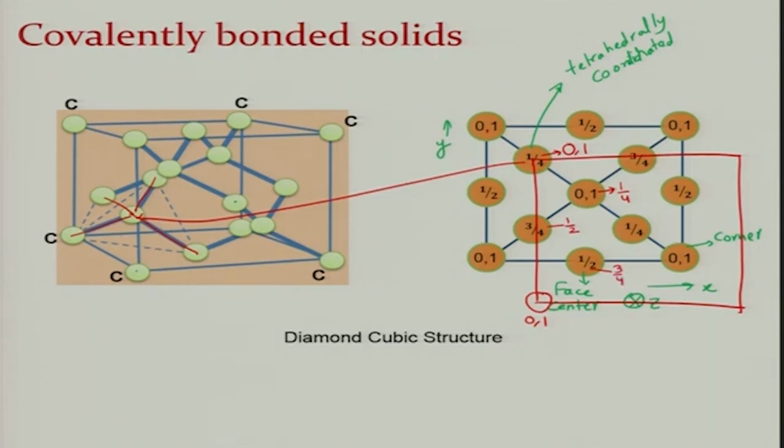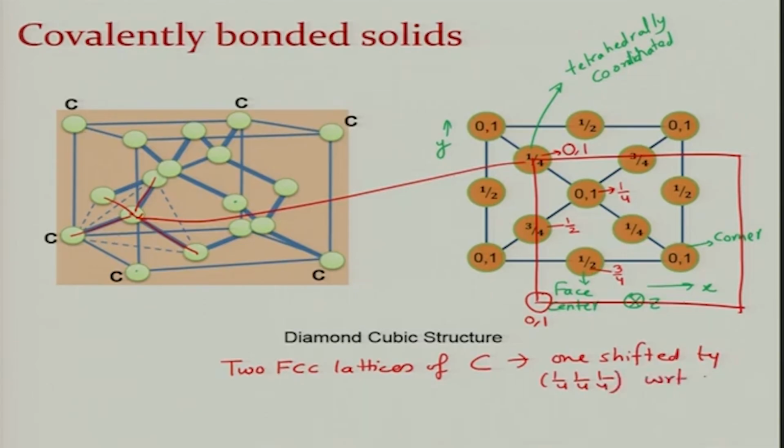So, basically all the atoms are tetrahedrally coordinated, whether you look at the one that is sitting on the face center or the corner, or the one which is sitting at the tetrahedral void. So, essentially the diamond cubic structure is basically a combination of 2 FCC lattices of carbon, one shifted by 1 by 4, 1 by 4, 1 by 4 with respect to the other. Okay. So, you have 2 cubes, the second cube is shifted with respect to the first one by 1 by 4, 1 by 4, 1 by 4.